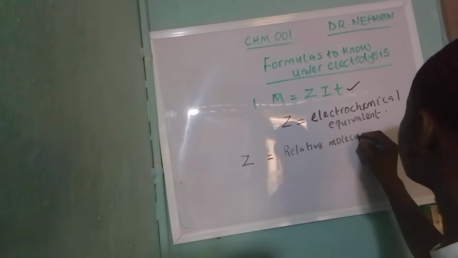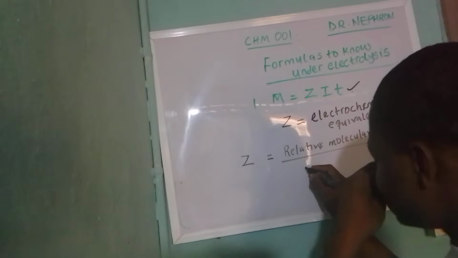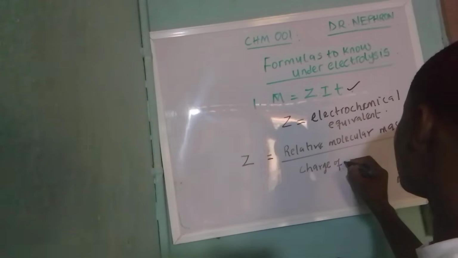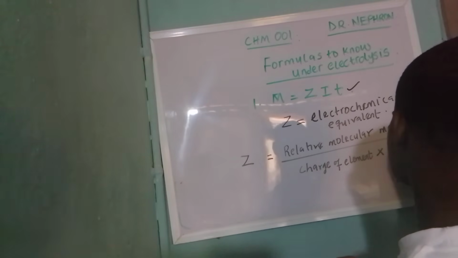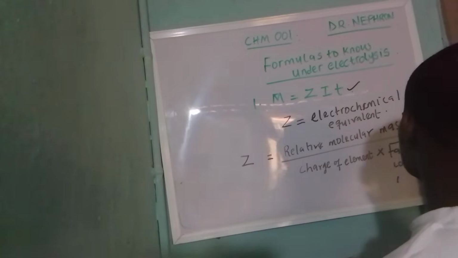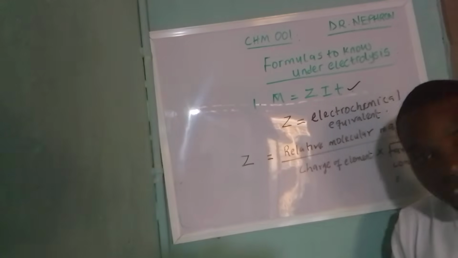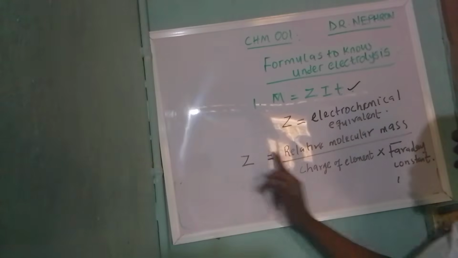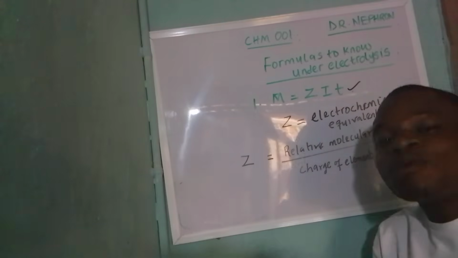The electrochemical equivalent Z is equal to the relative molecular mass divided by the charge of the element, multiplied by the Faraday constant. As I said, this formula is very rare, so some of you might know it while some might not. The charge is the charge possessed by the element.